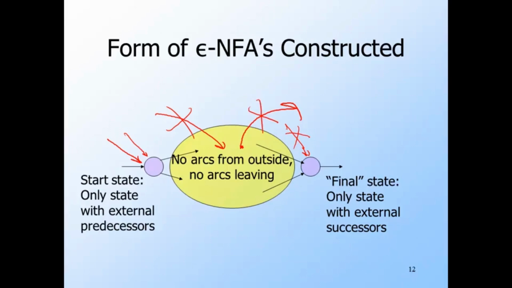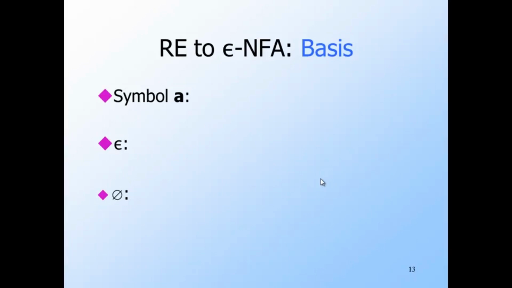And notice that we put quotes around the term final in final state, because although this state is final if this is the entire automaton that we construct, if it's a piece of a larger automaton, then the final state will no longer be final in the larger automaton.